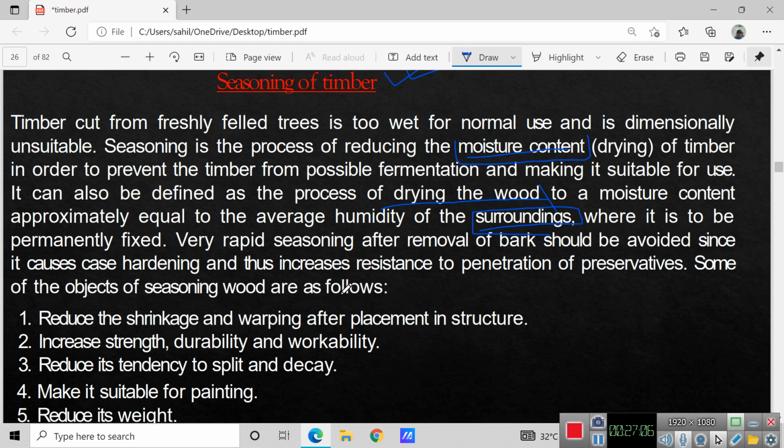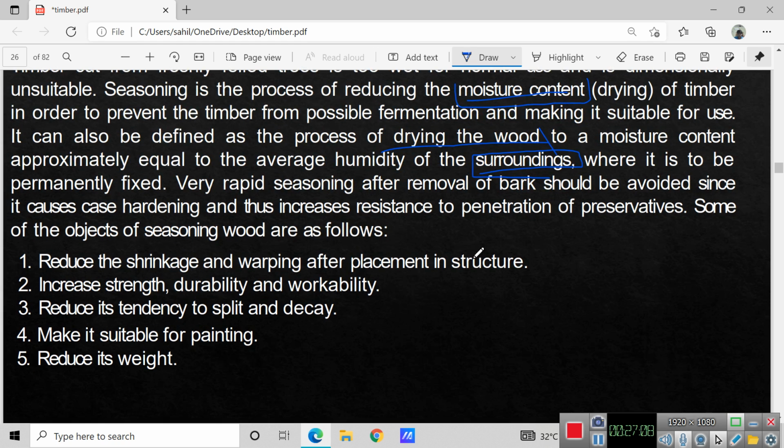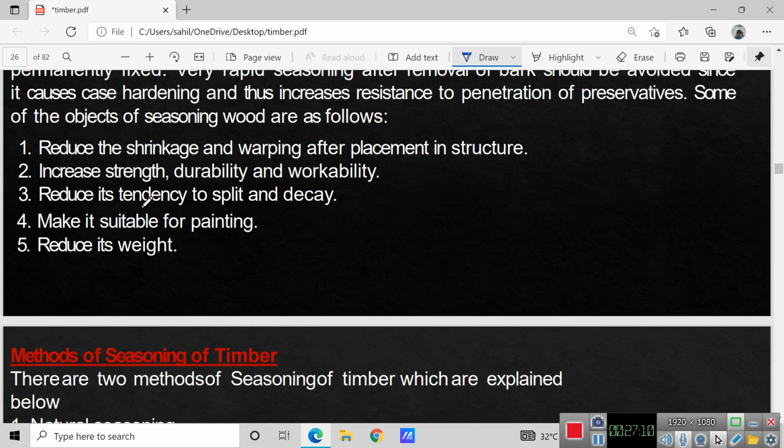Some of the objects of seasoning wood are as follows: reduce the shrinkage and warping after placement in structure, increase strength, durability and workability, reduce its tendency to split and decay, make it suitable for painting, and reduce its weight. So these are the functions of seasoning.